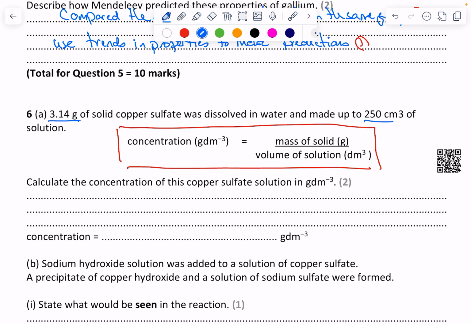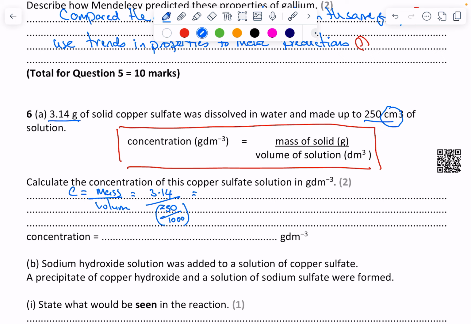So according to this information here, the concentration is the mass divided by the volume. The mass is 3.14, but then we have to divide it by 250 because that's the volume. Now remember, this is centimeters cubed, so I have to divide that by 1,000 as well. So I'm going to plug that into my calculator.